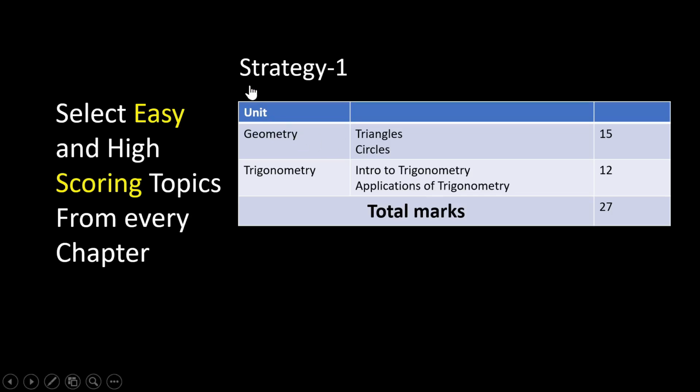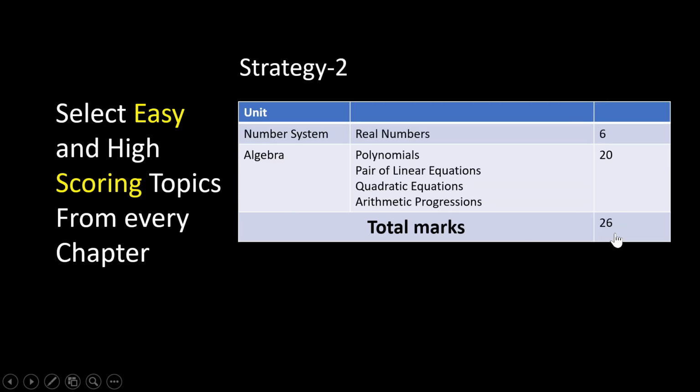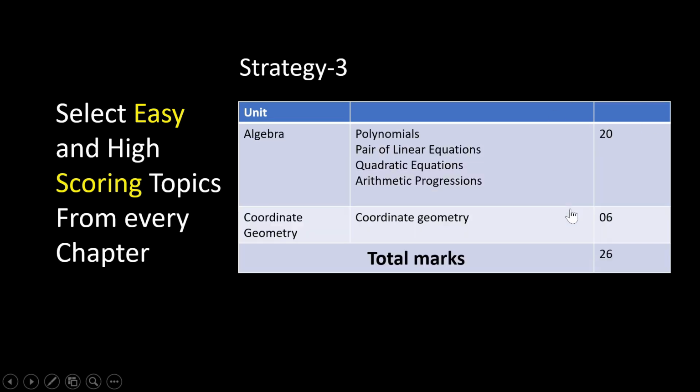Here you have on the screen strategy 1: triangles, circles from the geometry unit, introduction to trigonometry and applications of trigonometry from the trigonometry unit. If you practice these 4 chapters, there are chances to score 27 marks. Let us look at strategy 2. Real numbers, polynomials, pair of linear equations, quadratic equations and arithmetic progressions. If you practice these 5 chapters, then also you have most possibility of scoring 26 marks.